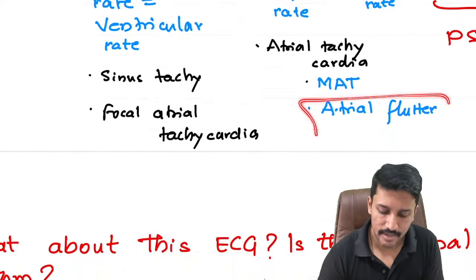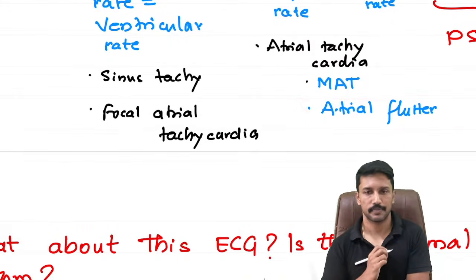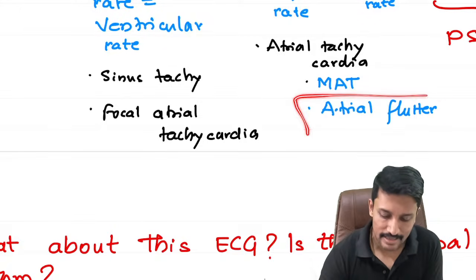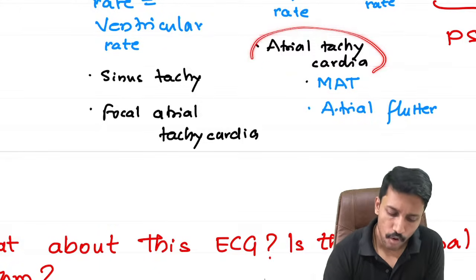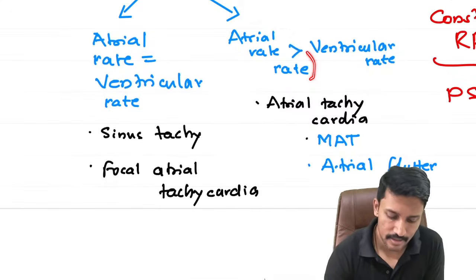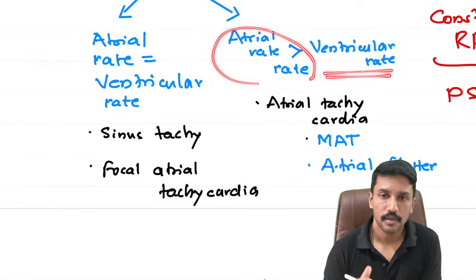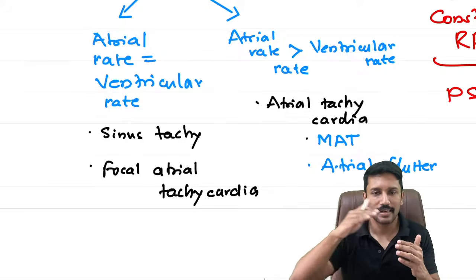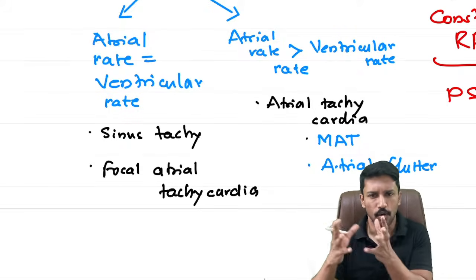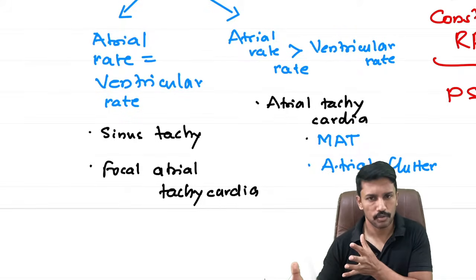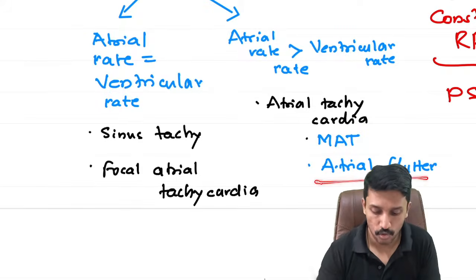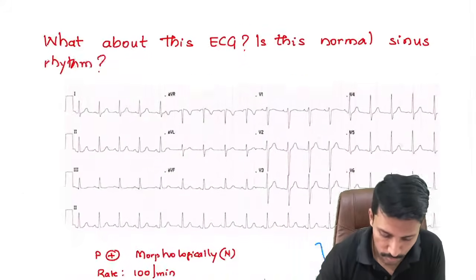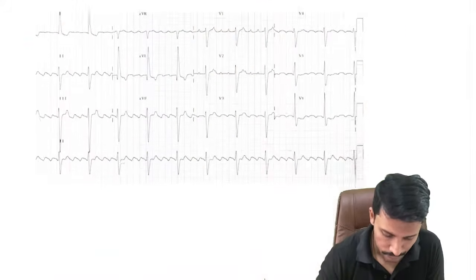Okay, now the only pending thing is atrial flutter, right? How do I recognize atrial flutter? Atrial flutter is a form of atrial tachycardia where the atrial rate is way more than the ventricular rate. Sometimes it is so high that it can create undulations on the baseline resembling a sawtooth. That's why it's classically called a sawtooth appearance. When I show you an ECG, probably you will be able to relate to it.